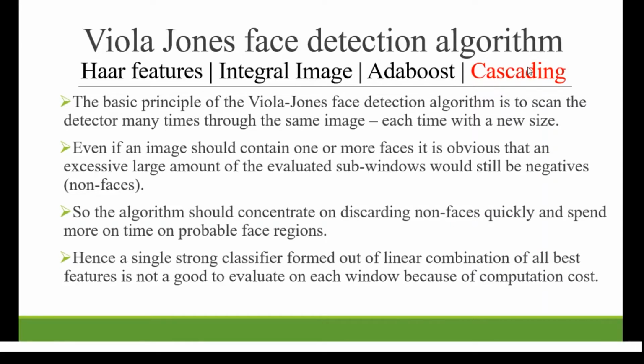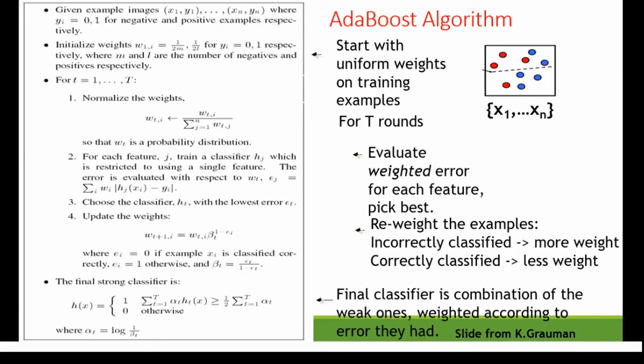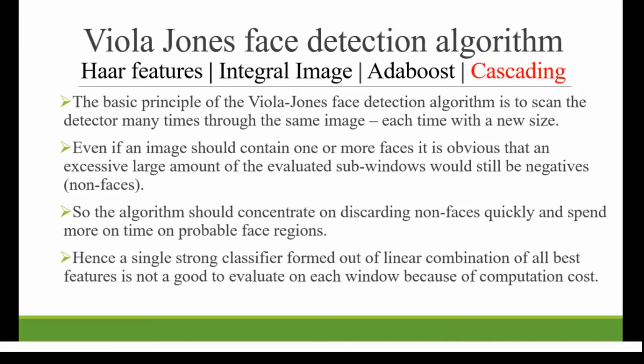So what cascading actually is: even though in Viola Jones we learned so many features, we can be clear that when we apply a particular feature, to a large extent we don't need all of them. Suppose AdaBoost found in the end that there are 100 features which are actually useful, but with just 10 or 12 of the features, we can be definitely sure that this does not have the image that we want to identify. So cascading is used for that.